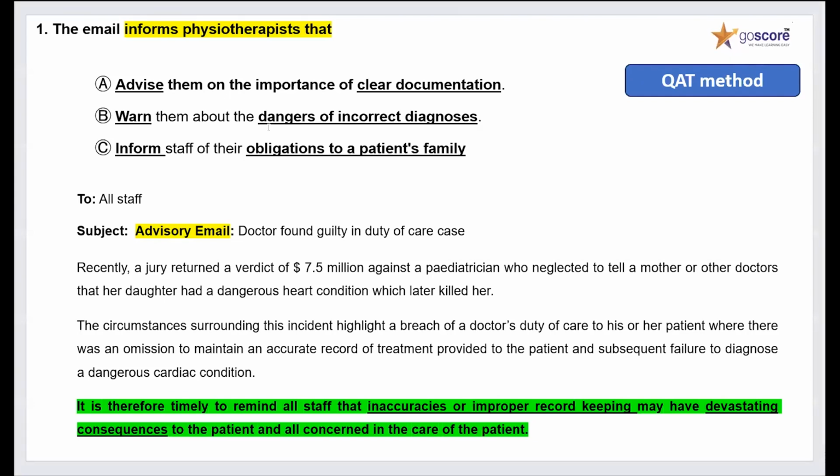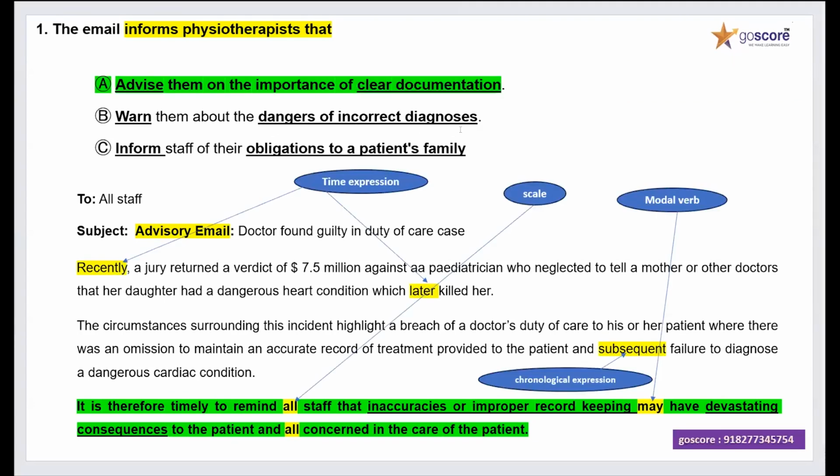Whether they are giving any warning about the dangers of incorrect diagnosis? No warnings. They are just informing that previously this thing happened, right? So they're not giving a warning. Then inform staff of their obligation to a patient's family. That is also not mentioned. Before that, they didn't inform the mother regarding all those things.